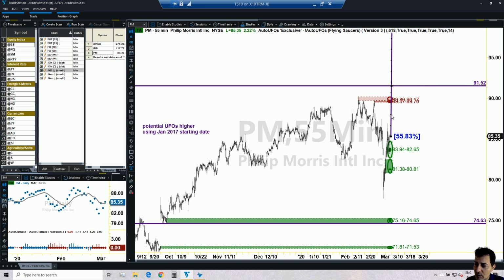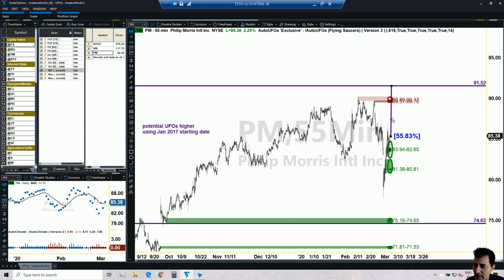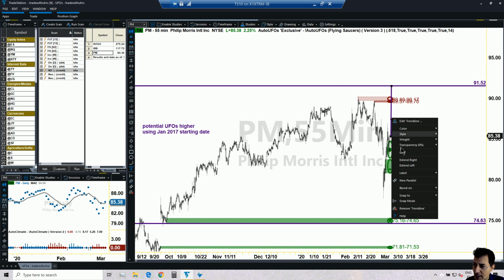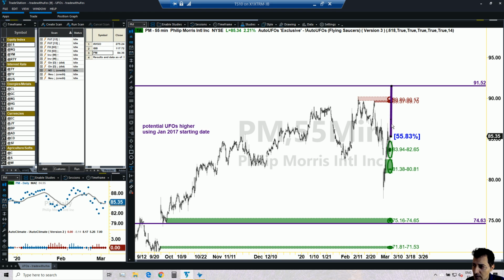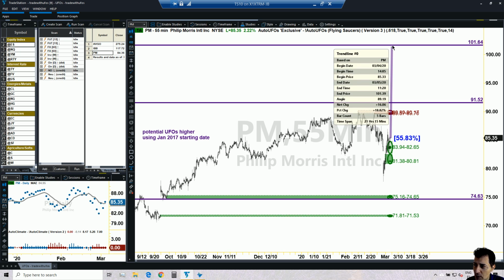The distance from the current price to the top purple line is this amount. If I project that amount to the bottom side, it brings me more or less here. So selling the 74 is not a good proportion. Even though statistics would allow me to do that, I don't have a green UFO at an equal distance, so I guess I should go for the 101.64.